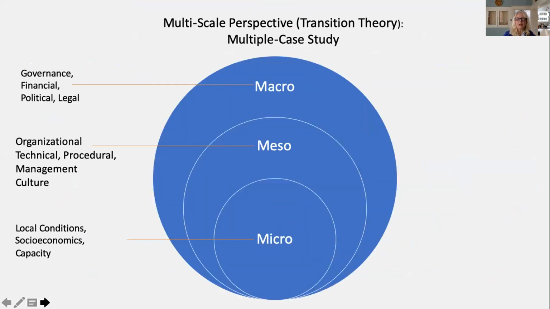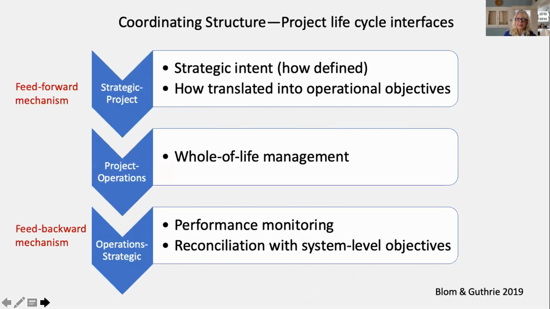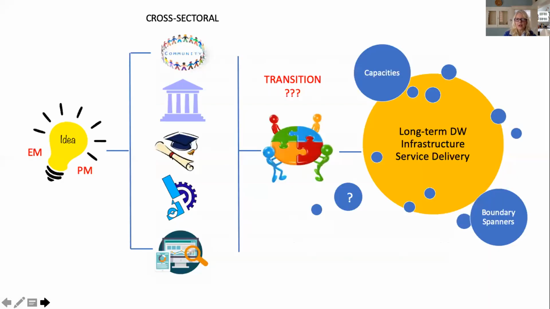I will be proceeding with a multi-case study using a multi-scale perspective by slicing it essentially vertically. I look primarily at planning approaches, engineering practices, and of course the technical artifacts, and use Bloom and Guthrie's strategic project lifecycle interfaces. They will allow me to look at feedback mechanisms as well as feed forward mechanisms to essentially give a coordinating structure to my research.